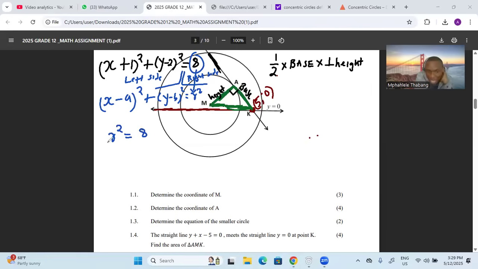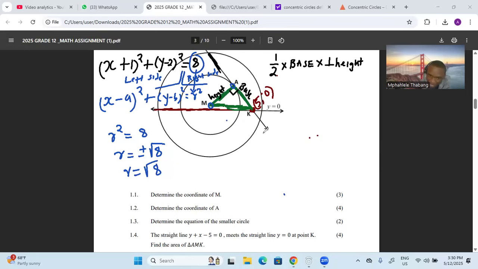Put the square root on both sides. So I'm going to say r equals plus or minus square root of 8. Every time you involve the radical, the root, you need to say plus or minus. But because I'm referring to the radius, which is a distance, the distance can never be negative. So my r is square root of 8. The radius is the distance from M to A, the radius of the small circle.